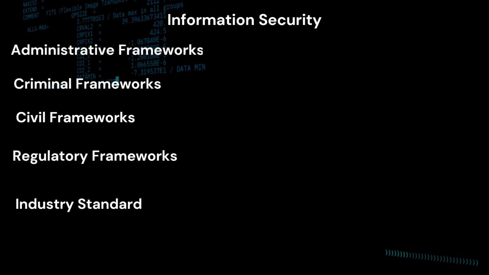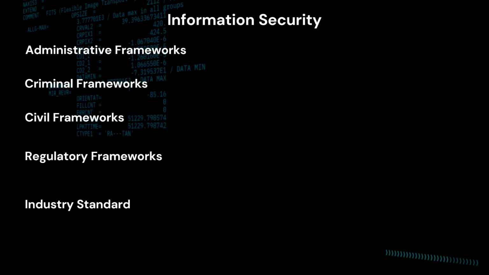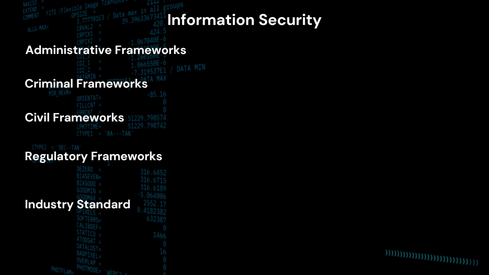In this video, we'll be discussing the different types of legal, regulatory frameworks and investigations that apply to information security. Information security is a critical concern for organizations of all sizes, and it's important to understand the legal and regulatory frameworks that apply to the protection of sensitive information. These frameworks include administrative, criminal, civil, regulatory, and industry standards, and they each provide different levels of protection and enforcement for information security.